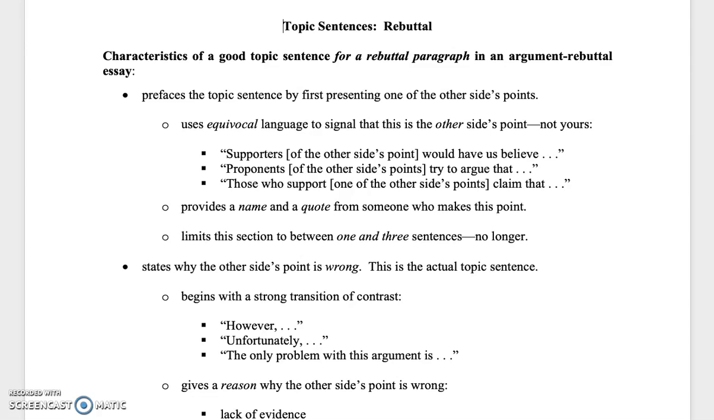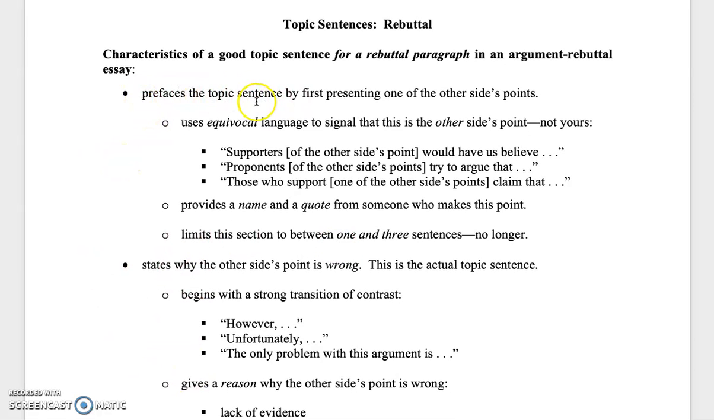Instead, the first sentence or two will be establishing, explaining what the other side's point is. And then after we've done that, we'll come in with a topic sentence which says why the other side's point is wrong. So first of all, you're going to preface the topic sentence by first presenting one of the other side's points. You want to use equivocal language to signal that you're presenting one of the other side's points and that it's not your point.